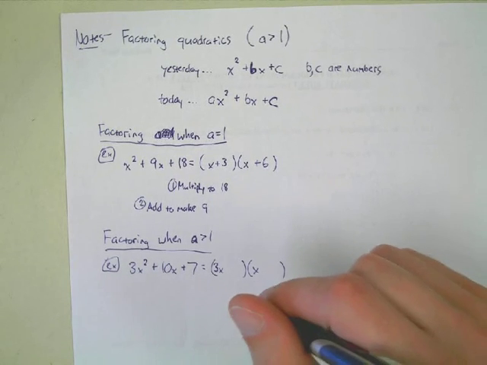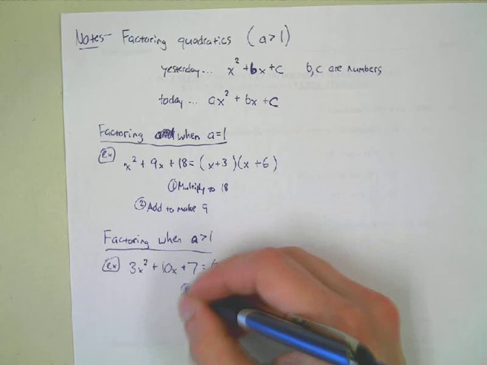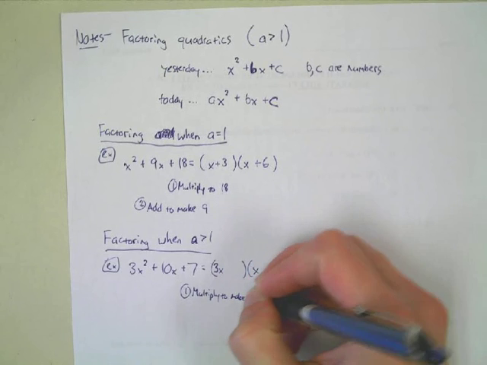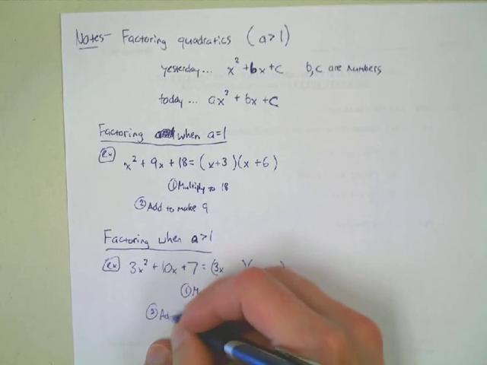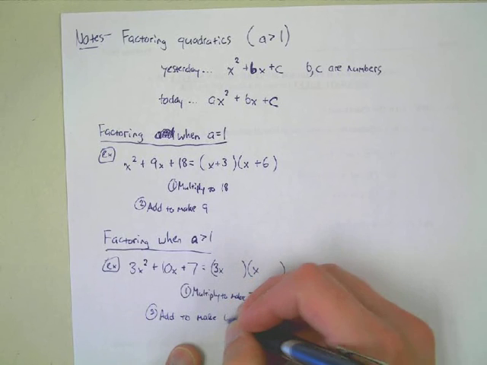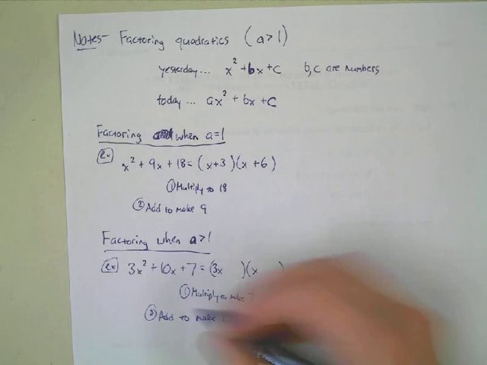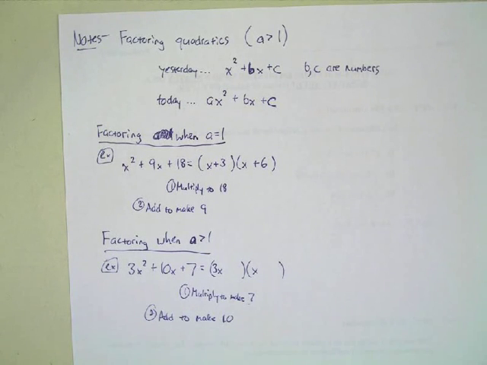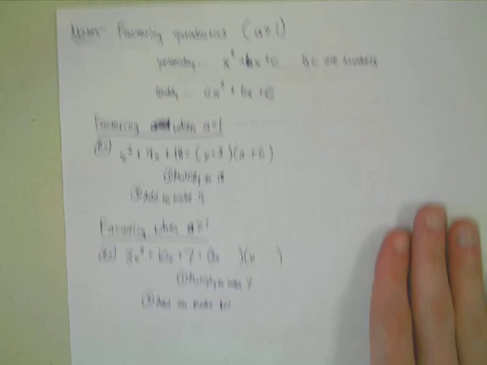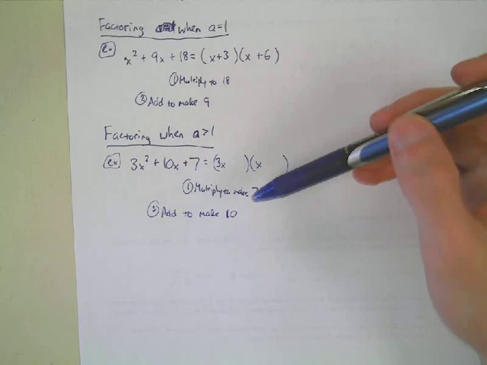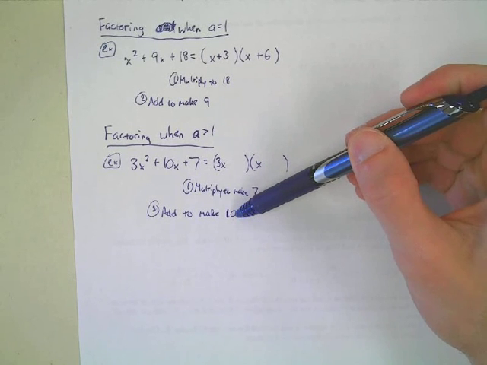And now the rules still kind of apply here. I still want to multiply to make 7 and add to make 10. We still want to follow those general guidelines. So let's think about that here. What two numbers multiply to make 7? 1 and 7. And are there any other ones? No. So we could say 1 and 7. But then, do 1 and 7 add to make 10?